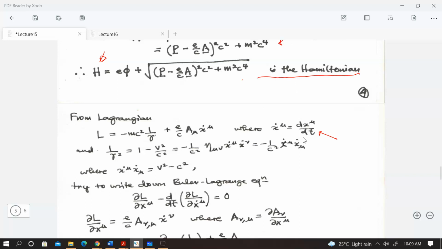Right. So let's just write this thing out first. So 1 over gamma squared is 1 minus v squared on c squared. And this can be written in terms of the contraction between your metric tensor with your velocities. Okay.